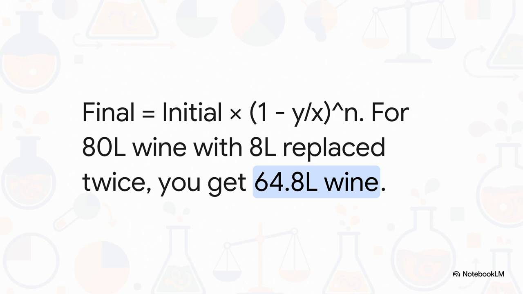We start with 80 liters, so it's 80 times (1 minus 8 over 80) squared, because we did it twice. 8 over 80 easily simplifies to 1/10, or 0.1. So the equation beautifully condenses down to 80 times 0.9 squared. 0.9 squared is 0.81. Multiply 80 by 0.81, and you get exactly 64.8 liters of wine remaining. Just 2 quick multiplications. You instantly bypass what would normally be 5 minutes of error-prone math.